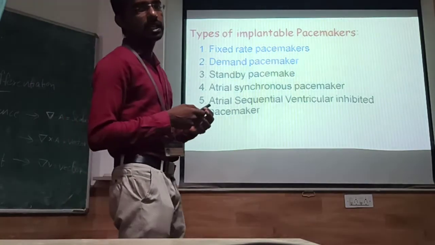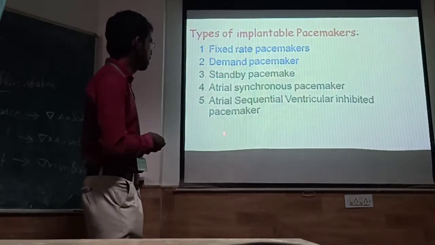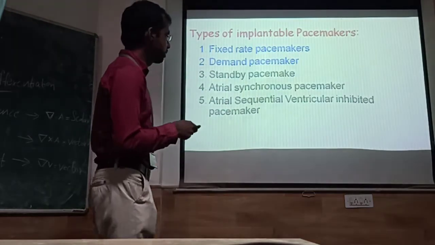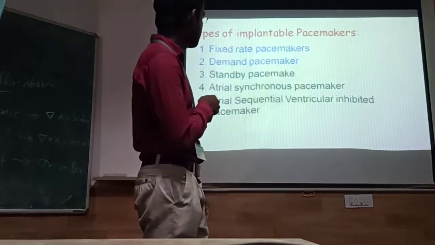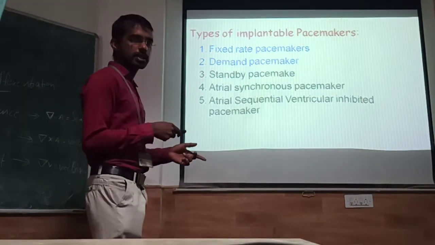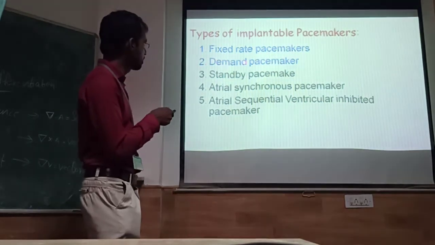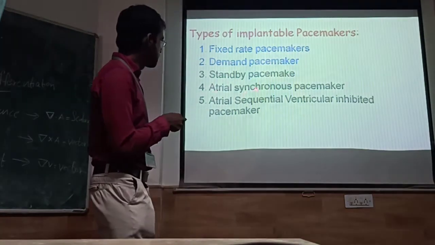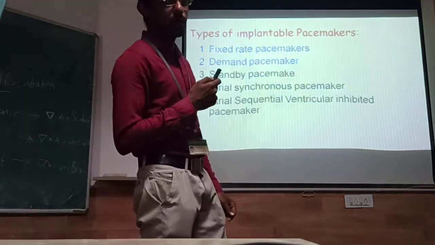Now these internal pacemakers, in other words called implantable pacemakers, are basically of 5 types. Today we will see only 2 types, and the remaining 3 we will see in tomorrow's class. The types are the fixed rate pacemaker, the demand pacemaker, the standby pacemaker, then the atrial synchronous pacemaker, and the atrial sequential ventricular inhibited pacemaker, and so on. We will see them one by one.